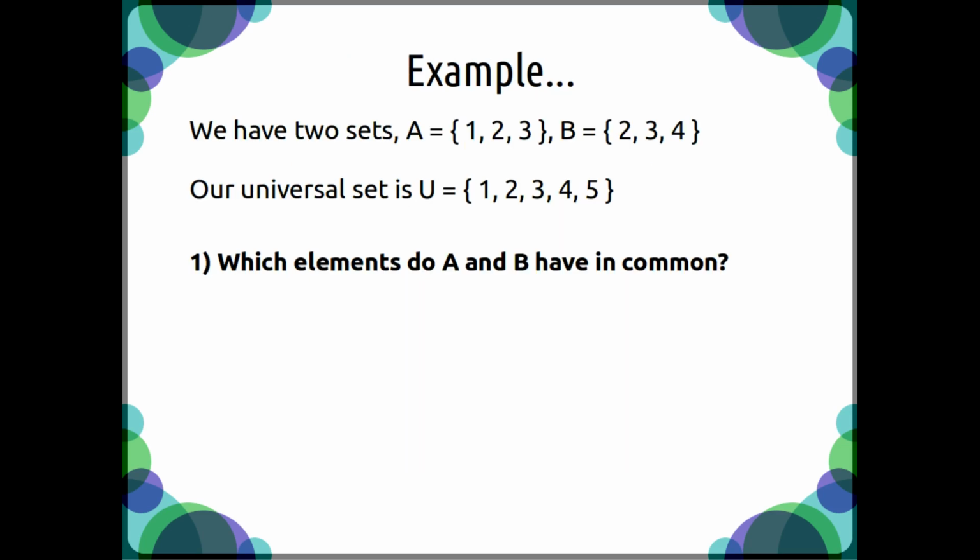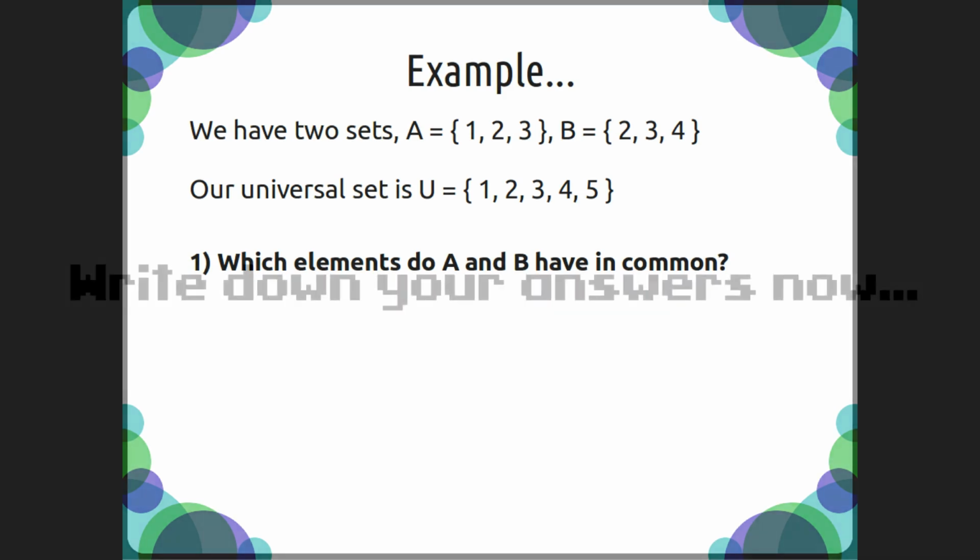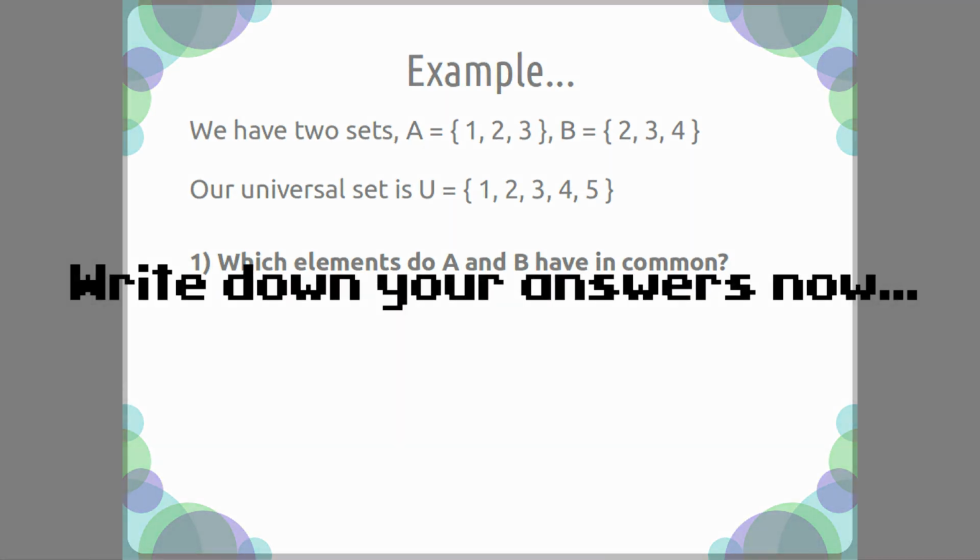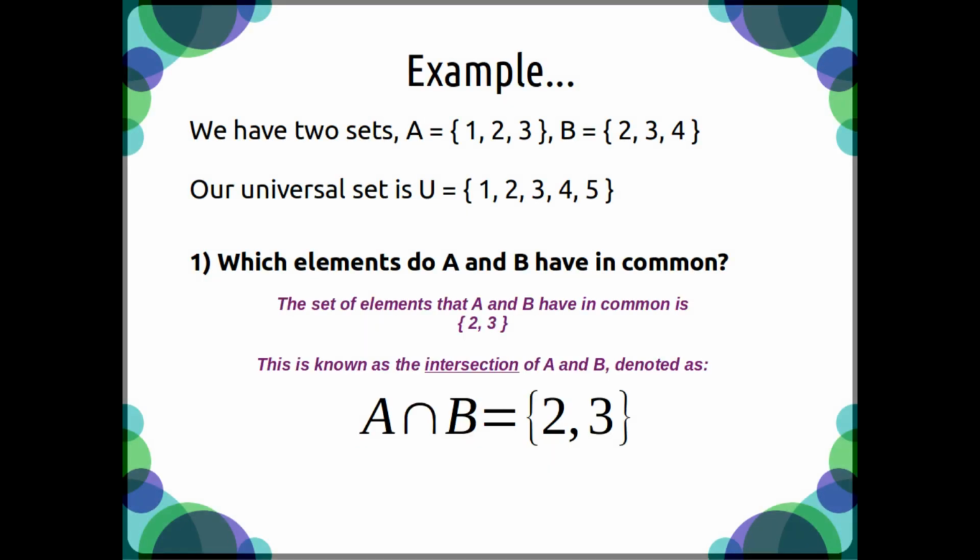So let's look at an example with some sets. We have two sets, A and B. A has 1, 2, and 3 as its elements, and B has 2, 3, and 4 as its elements. And then our universal set is 1, 2, 3, 4, and 5. So, which elements do A and B have in common? The elements that they have in common are 2 and 3. So this is known as the intersection of A and B, which would be denoted in this way.